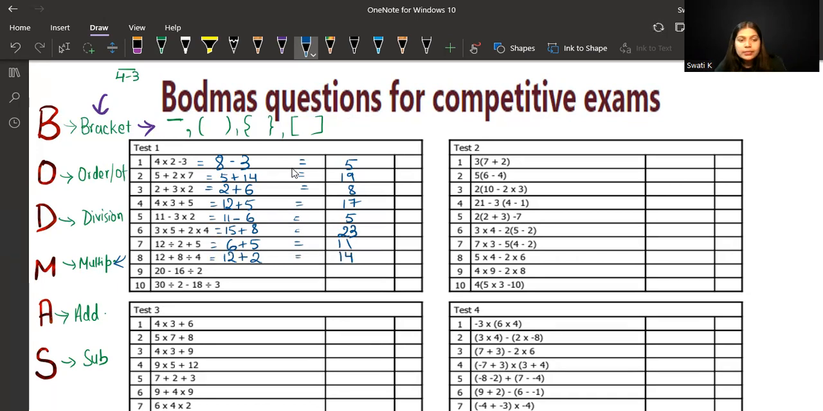Next, we have 20 minus 16 divided by 2. Very simple again. 16 divided by 2 we have to do first because division is on the top. So 16 divided by 2 is 8. So 20 minus 8 is 12.